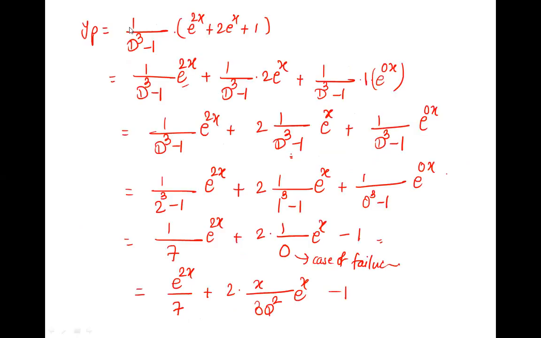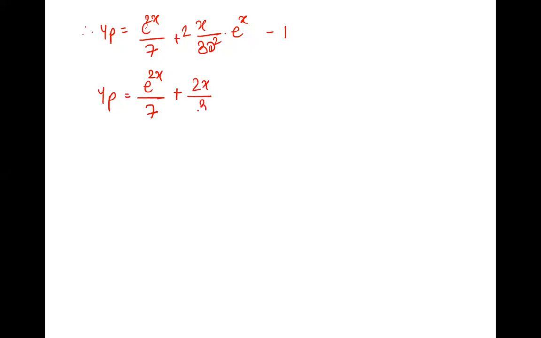Therefore, yp is equal to the last step. I should write again: e raised to 2x by 7, plus 2 into x, 2 upon 3d square, e raised to x minus 1. Correct? This is the last step. So it is e raised to 2x by 7, plus, as we know, this is what we have introduced, so 2x as it is upon 3. This term is outside, and what remained is 1 upon d square, e raised to x minus 1.